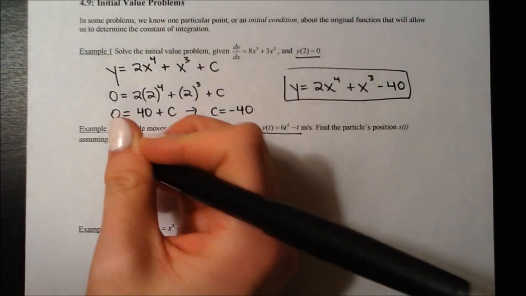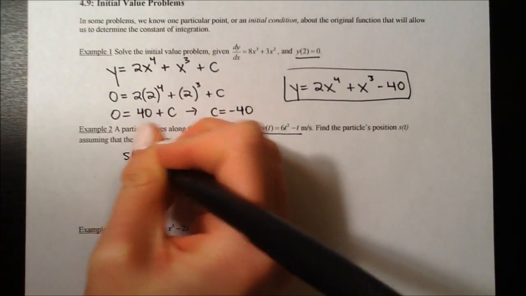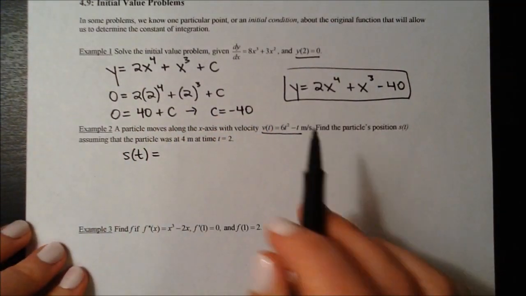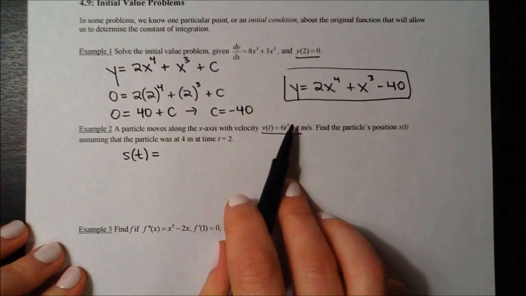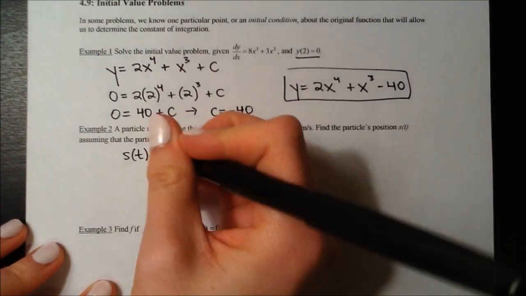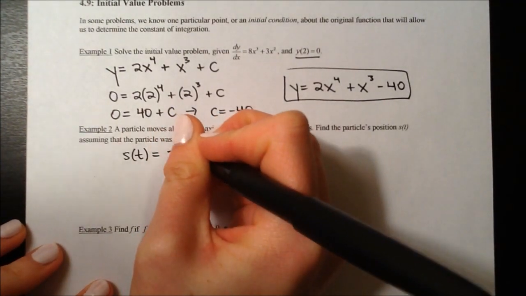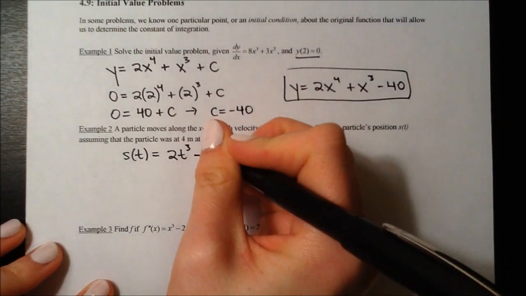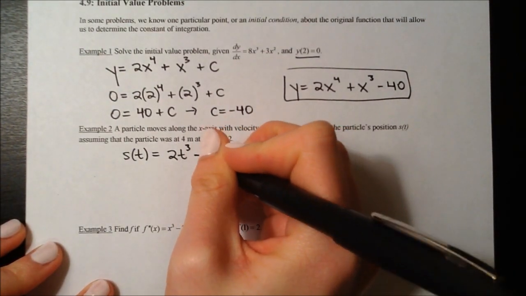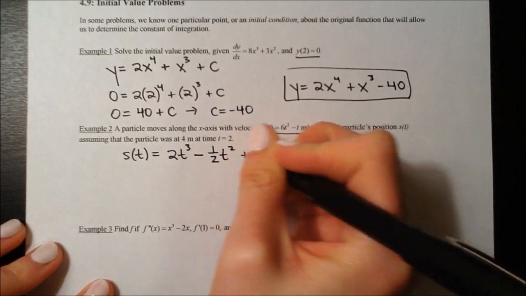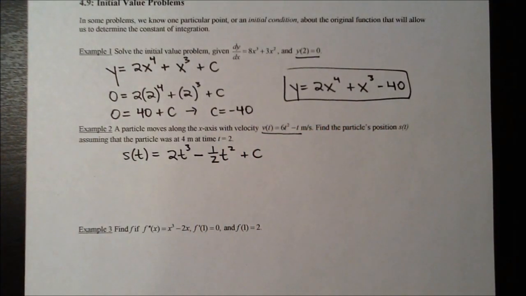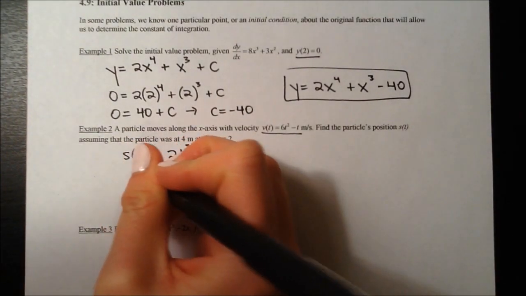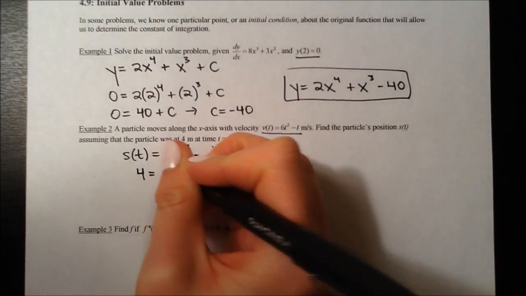So we start with s of t equals, this is going to be the general antiderivative. So the antiderivative of 6t squared is 2t cubed, and then minus the antiderivative of t. Power pops up to 2, and then we divide by 2. And then, of course, we have a plus c. Then it gives us this initial condition. This is assuming the particle was at 4 meters at time t equals 2. So we plug in 4 meters for the position, and then plug in t equals 2.